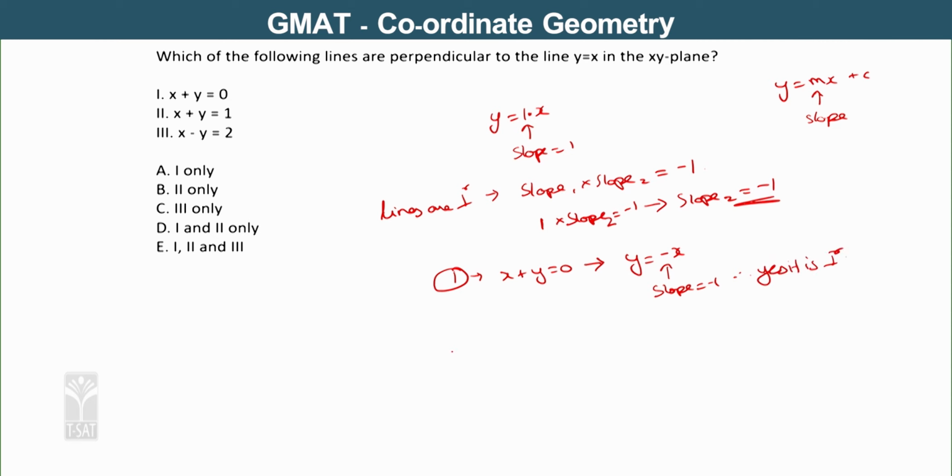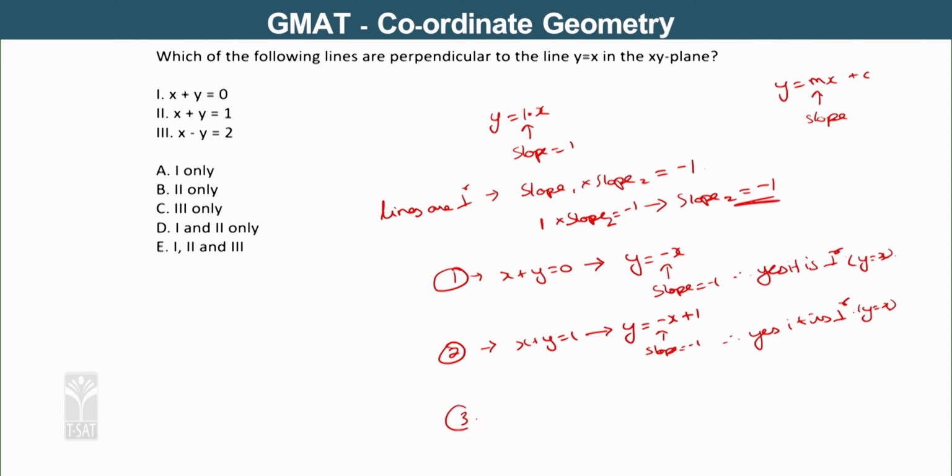Now, let us look at option 2. The line given in 2 is x plus y is equals to 1. Writing it in the standard form, the equation becomes y is equals to minus x plus 1. Again the slope here is equals to minus 1. So, therefore, again yes, it is perpendicular to the line given, that is y is equals to x. Just perpendicular to y is equals to x, both these lines.